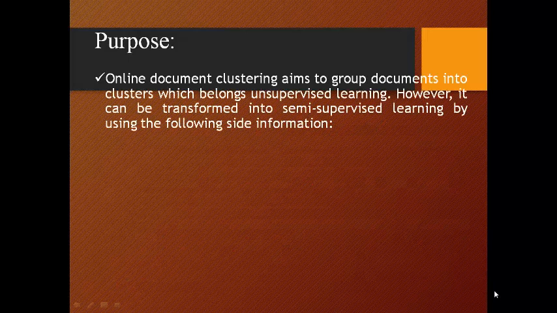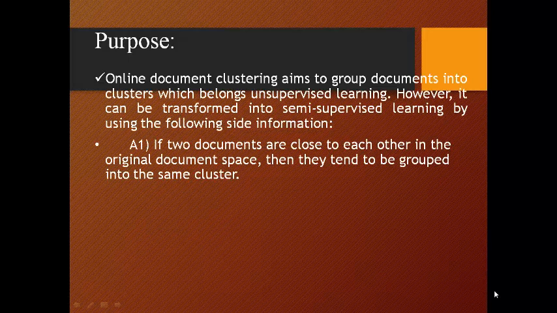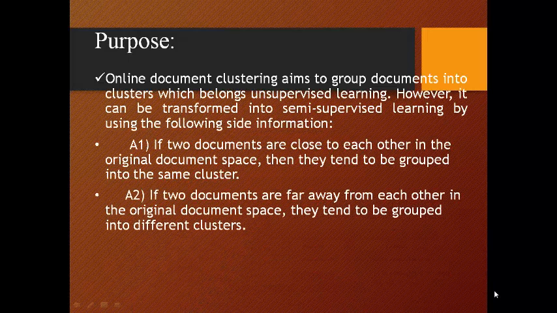Purpose. Online document clustering aims to group documents into clusters, which belongs to unsupervised learning. However, it can be transformed into semi-supervised learning by using the following side information. One, if two documents are close to each other in the original document space, then they tend to be grouped into the same cluster. Two, if two documents are far away from each other in the original document space, then they tend to be grouped into different clusters.